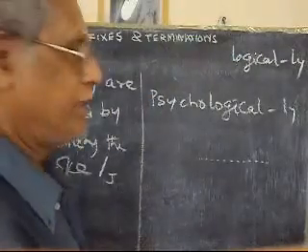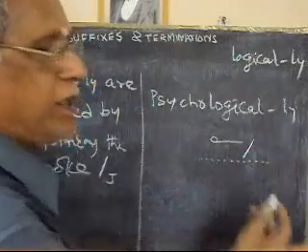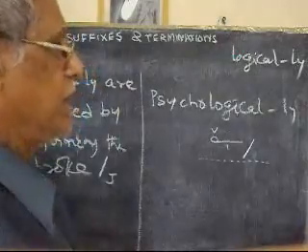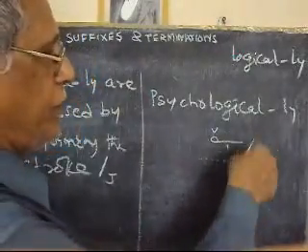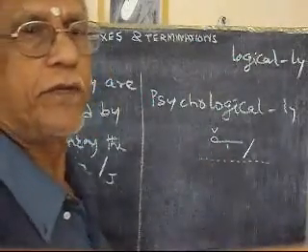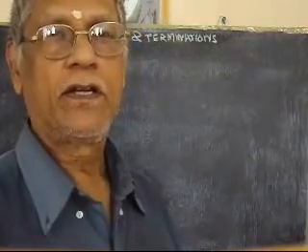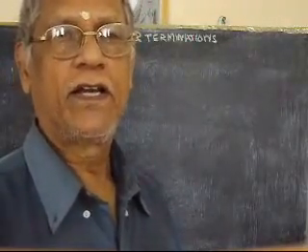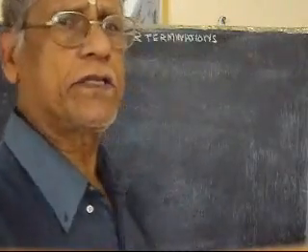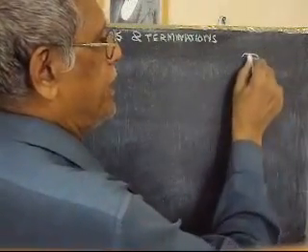Psychological, psychologically. Write the outline, then insert the vowel signs. Psychological, psychologically. Another suffix: meant, sentiment, agreement, assignment, like this, meant. Generally, meant is expressed by M hard and hook, meant, isn't it? Meant.